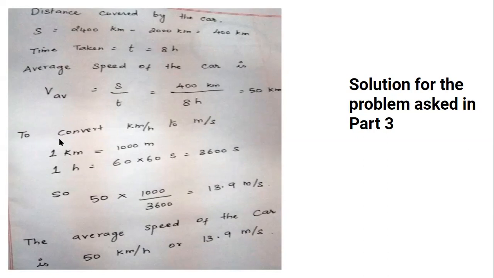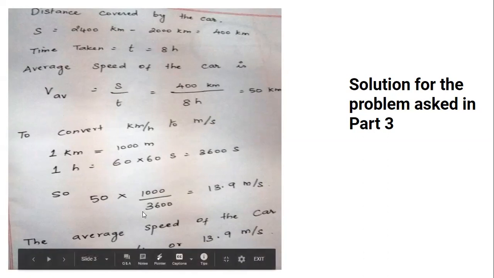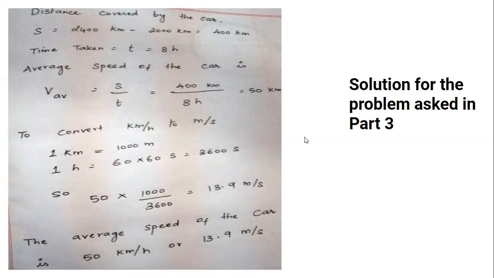To convert that kilometer per hour to meter per second, you might have studied the formula, but once again I give you: 1 kilometer is equal to 1000 meter, and 1 hour, how will you convert into seconds? Into 60 into 60. So 50 into 1000 by 3600, which is equal to 13.9 meter per second. Children, please don't simply copy the answer for this. You just try out the multiplication and division part by yourself.